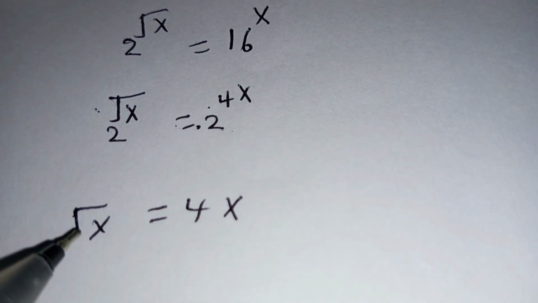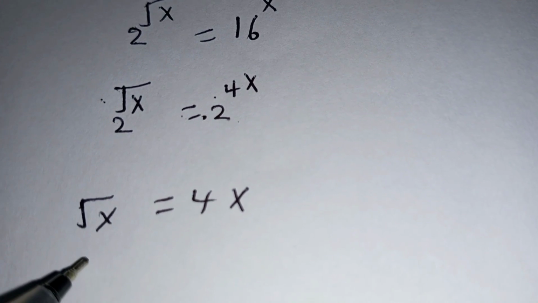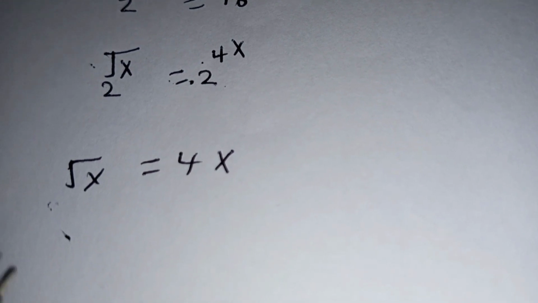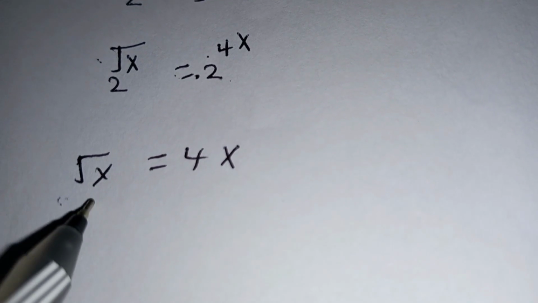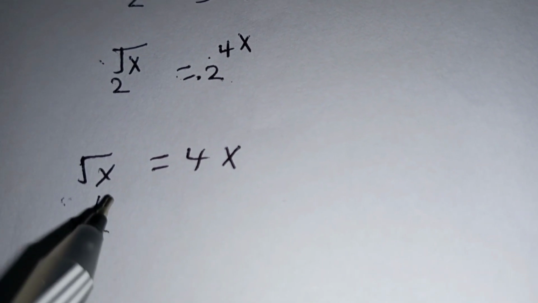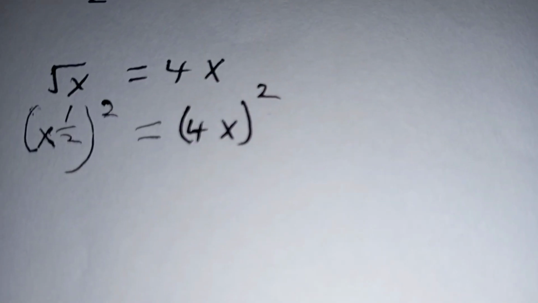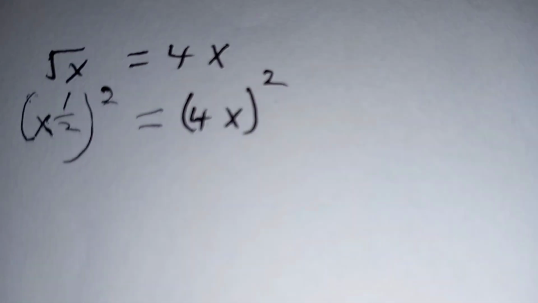Now, here you have a square root on the left hand side. So to remove the square root, you square both sides. When you square a number and you take the square root, the result is that number. So x, square root of x squared, we are going to have x power half, which is the same as square root. So we square this, which is the same as bracket 4x bracket squared.